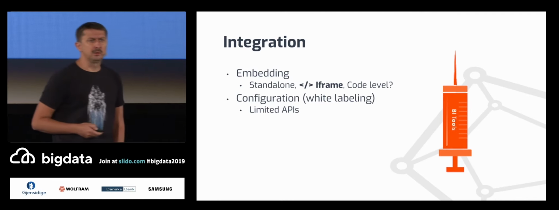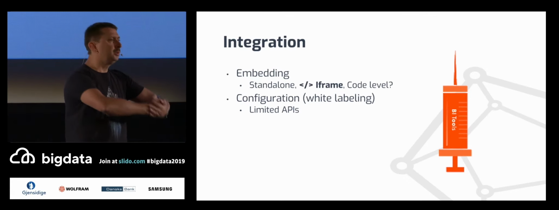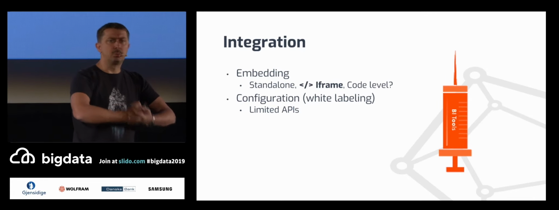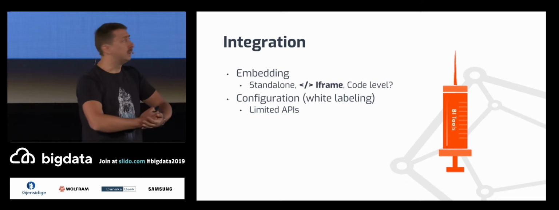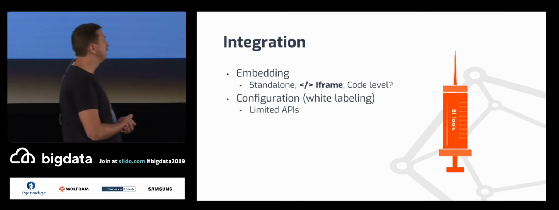Configuration and white labeling. White labeling means that when you're using third-party software, you need to make it look the same as your brand. It's a very simple idea, but due to limited APIs, you cannot do it in an automated way.